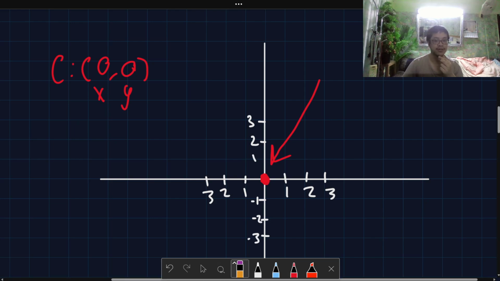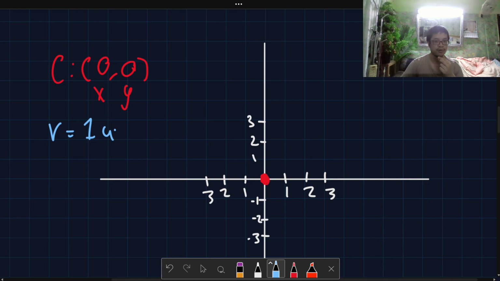So here's your center. Okay, next. Now we have your r as 1 unit long, right? So here's what we're going to do. We will start at the center and we will count 1 unit to the right, upward, leftward, and downward.